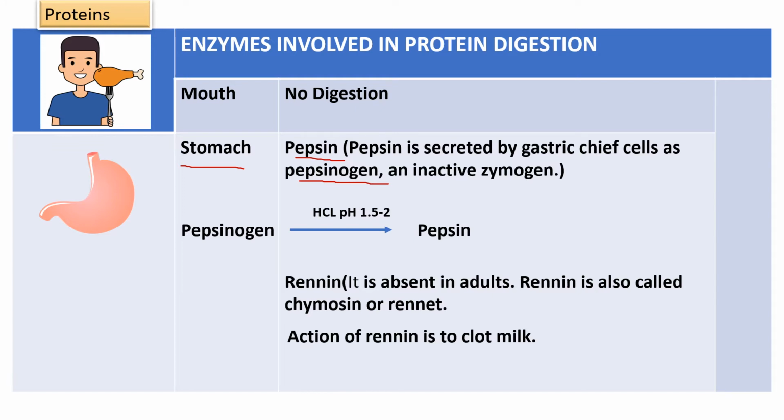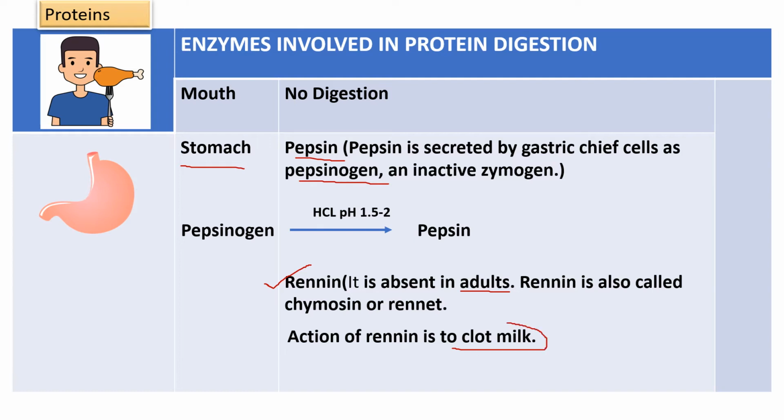Now here we have another enzyme, that is renin. This renin is absent in adults, but it is present in newborns, who are totally dependent on breast milk. If they suck breast milk, it can easily enter the small intestine, bypassing the stomach. But here you can see that renin prevents this action, and whatever milk is taken by that baby gets clotted.